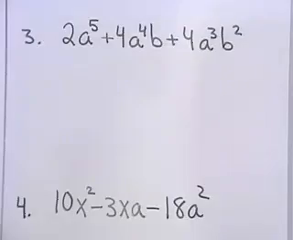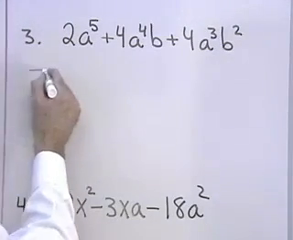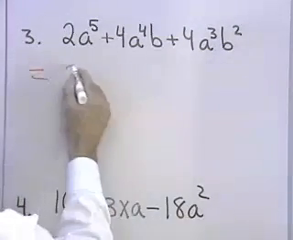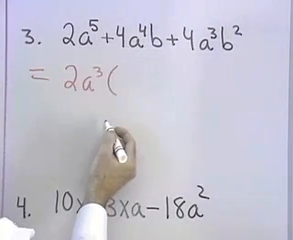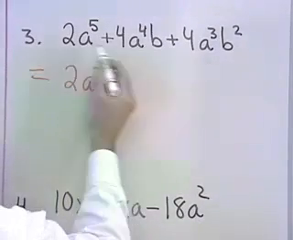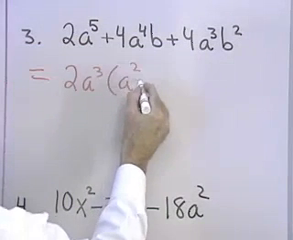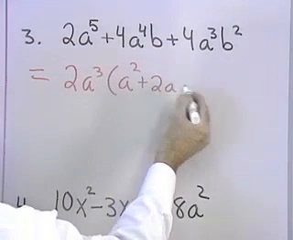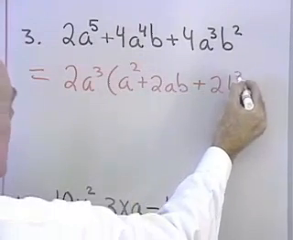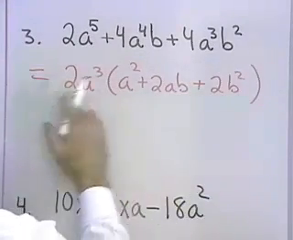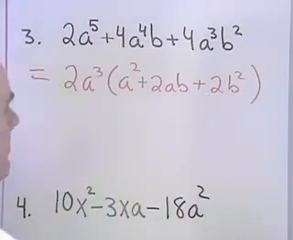Here's another problem: 2a to the 5th plus 4a squared b plus 4a cubed b squared. The first thing I want to do on any kind of factoring is factor out the greatest common factor. In this case, that will be a 2, a cubed, and I think that's it. When I take 2a cubed from each term by factoring, what's left here is a squared plus 2ab plus 2b squared. Is that right? When I factor a 2 from this, I end up with 2 right here.